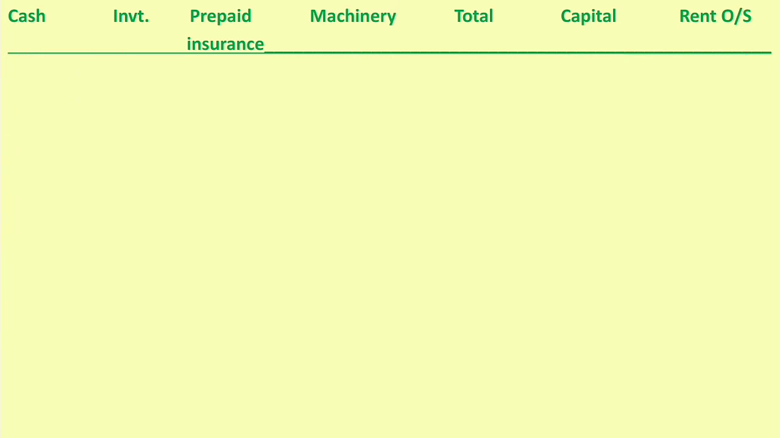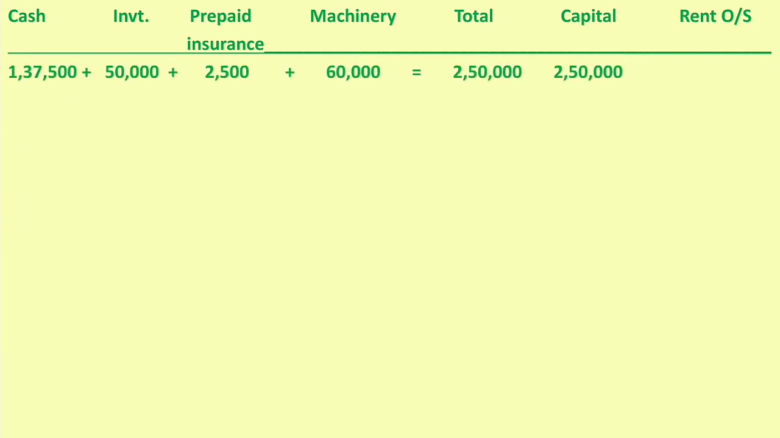Now the next one, rent outstanding rupees 2,000. Expense outstanding means expense due but not paid. It is related to the current accounting period, but we have not paid it. We must record all the expenses in this period in the same period itself. We must record all the expenses of a particular period in that period itself. So we must record this rent in this period itself.